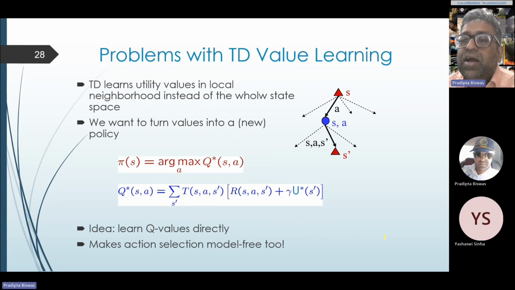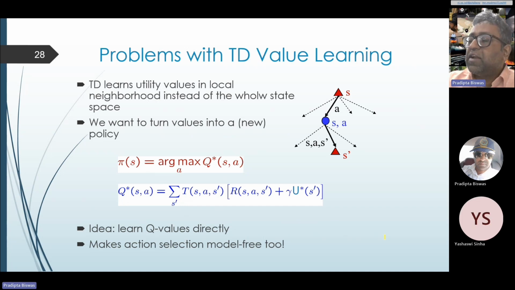So we have already seen the problem with the ADP agent, one problem we already discussed multiple times, that it has to learn the whole state space, which is difficult. The second problem we found is that it is getting the optimal policy with respect to the training epochs. Now in TD, we try temporal difference learning. We solve the first problem, that we only learn at the local neighborhood. But again, in temporal difference learning also, we learn the utilities.